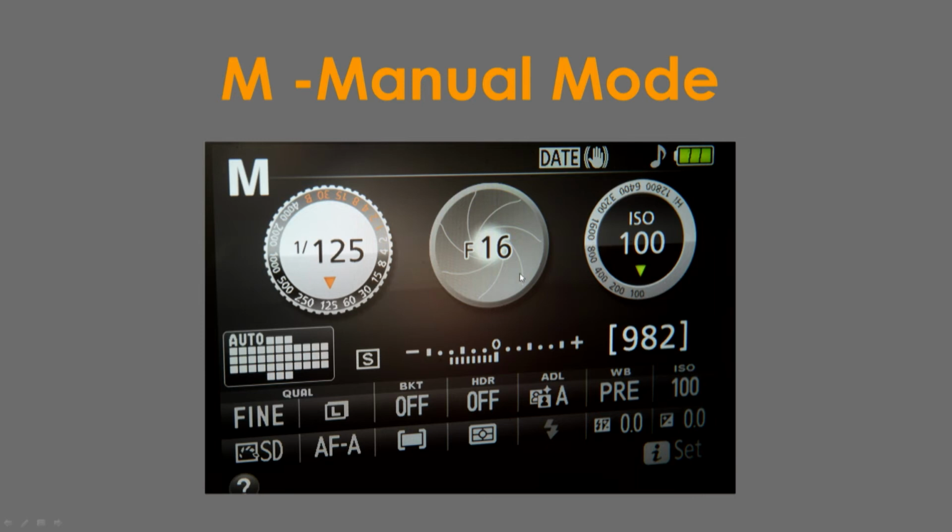So, in the manual mode, you have to set both the aperture and the shutter speed, whereas in the shutter priority or aperture priority, you have only to set one, the other the camera will take care of, but in the manual mode, you have got to take care of both.